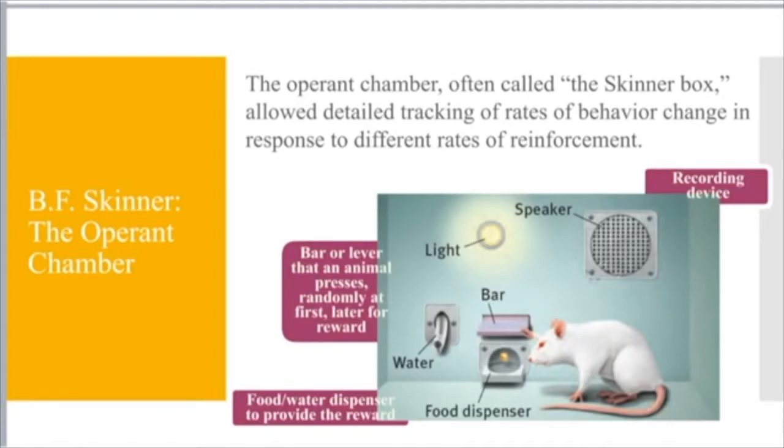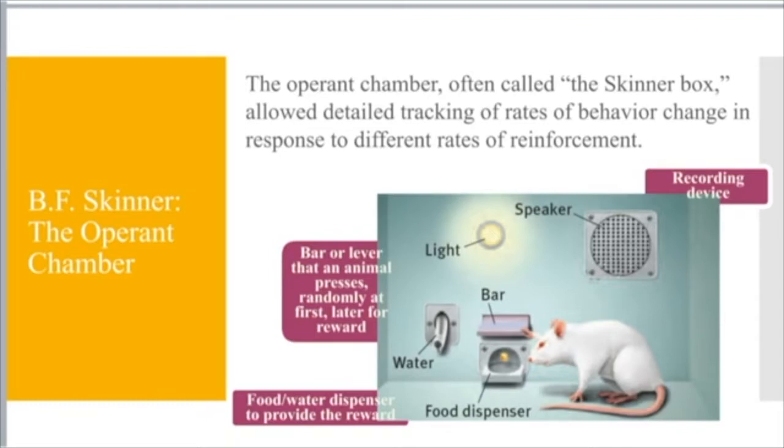Essentially what Skinner did is he put these white rats in a box that had a light, a speaker, some water, a bar, and a little food dispenser thing. And because this was such a controlled environment, right, it's a small box, there were very little other potential stimuli. It allowed detailed tracking of rates of behavior change in response to different rates of reinforcement. So how often we give food to the rats is going to influence how often they press the bar, right?